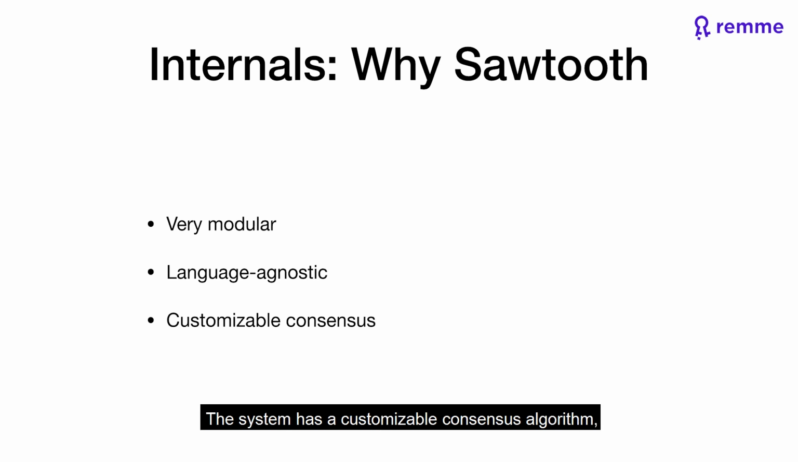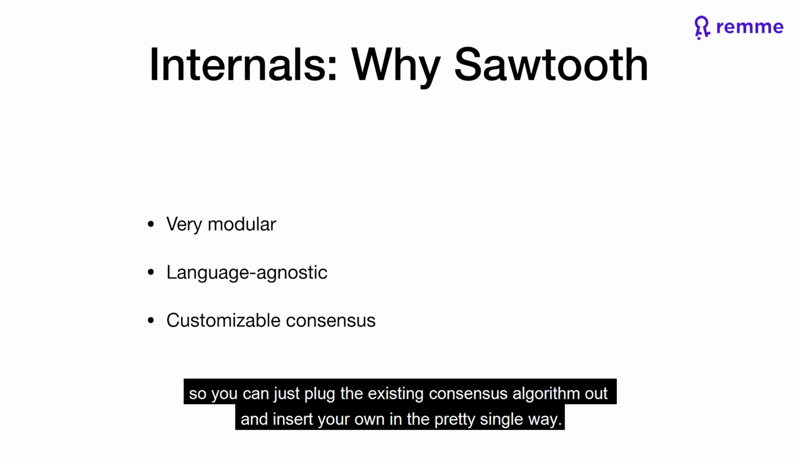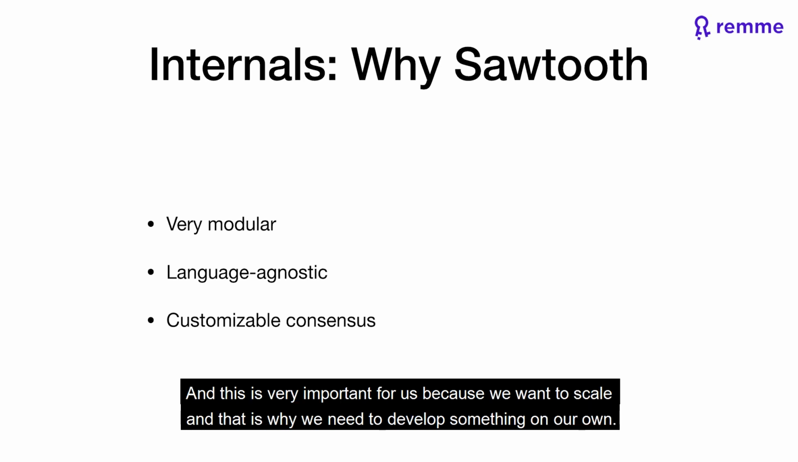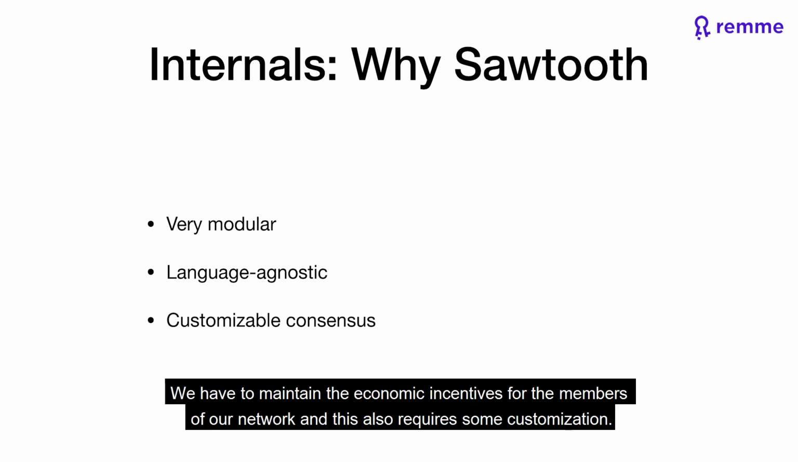The system has customizable consensus algorithm, so you can just plug the existing consensus algorithm out and insert your own in a pretty simple way. And this is very important for us because we want to scale, and because we want to scale, we have to develop something on our own, and we have to maintain the economical incentives for the members of our network, and this also requires some customization.